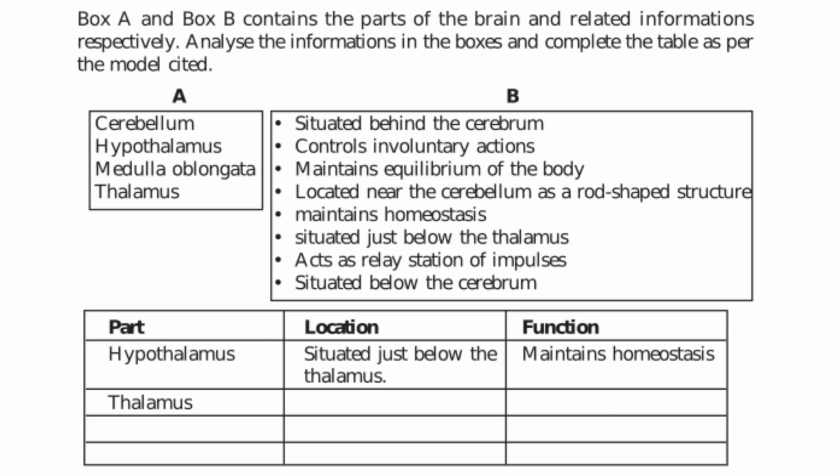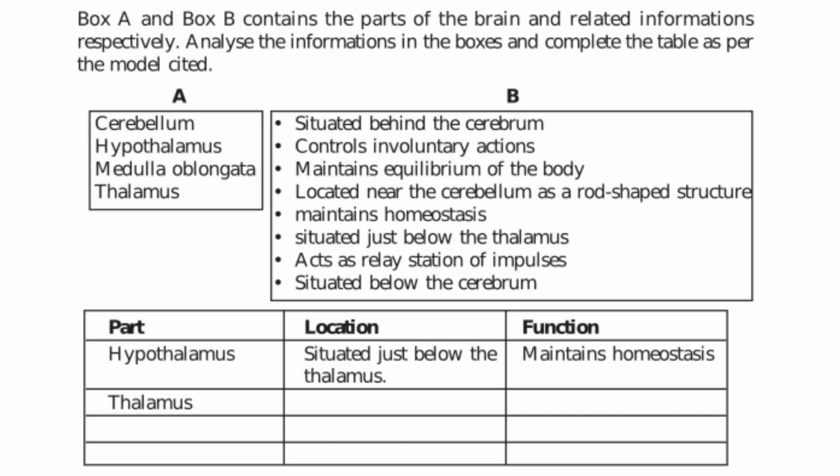Next question. Box A and B contains the parts of the brain and related informations respectively. Analyze the informations in the boxes and complete the table as per the model cited. Here the box A consists of the parts and B consists of its peculiarities. And the table consists of 3 columns, part, location and function. And here a sample is given, hypothalamus, and it is situated just below the thalamus and its function is to maintain homeostasis. Then complete the remaining parts.